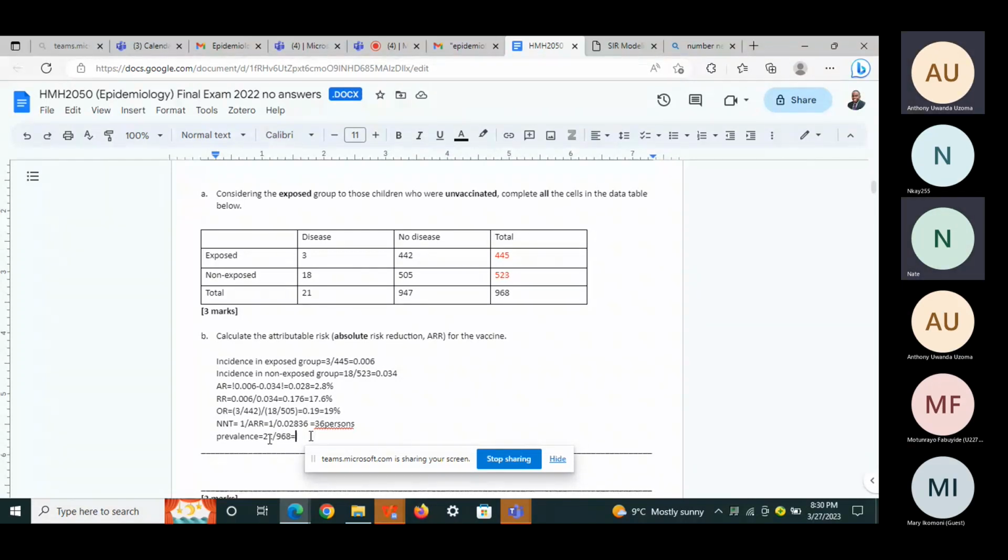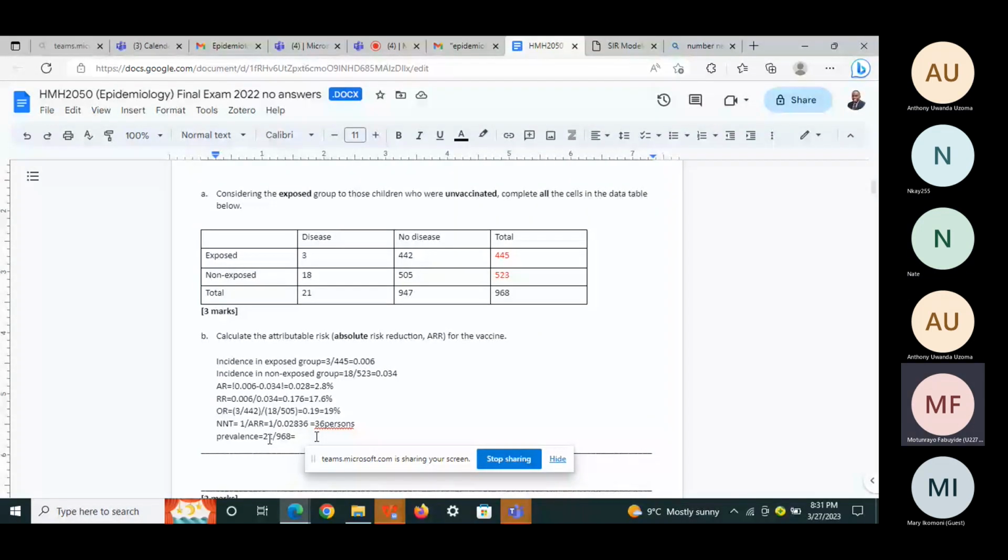It's 1 over 968, what is that in decimal? Anyone with a calculator, just press it. My laptop is hanging. 21 over 968. Is this 21? Okay, 21 over 968. 21 divided by 968.